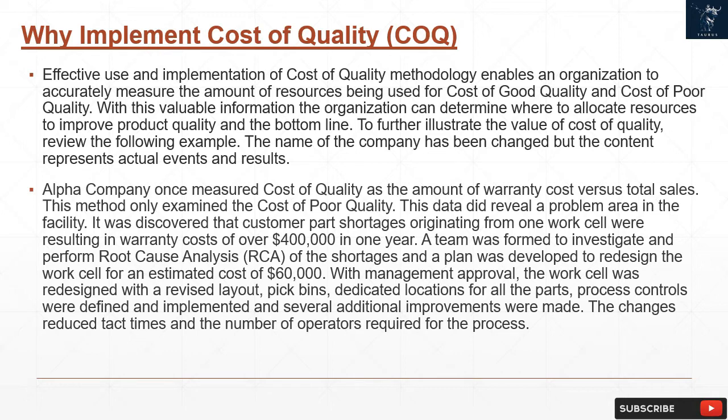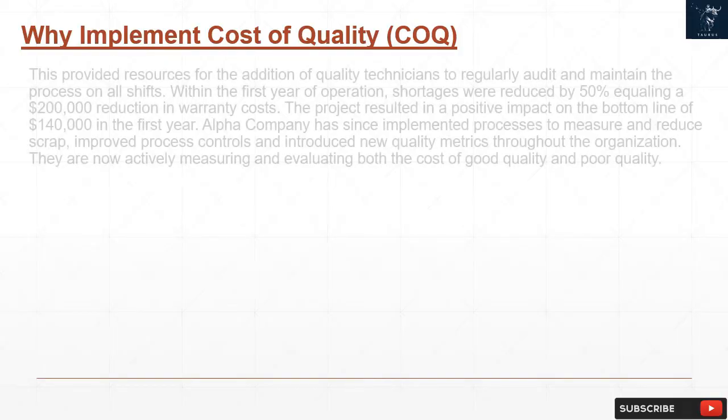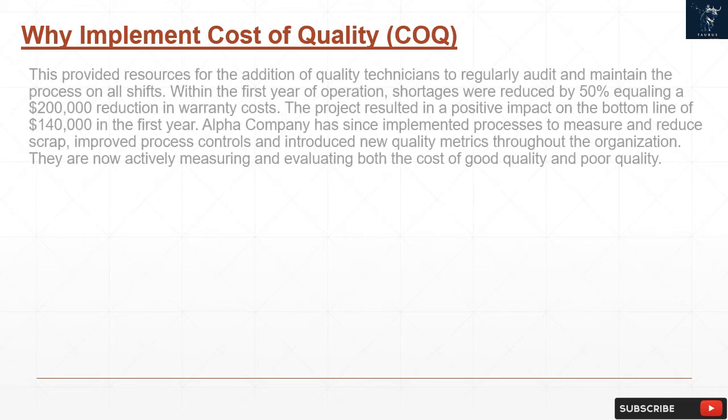The work cell was redesigned with a revised layout, pick bins, and dedicated locations for all the parts. Process controls were defined and implemented, and several additional improvements were made. The changes reduced takt times and the number of operators required for the process. This provided resources for the addition of quality technicians to regularly audit and maintain the process on all shifts.